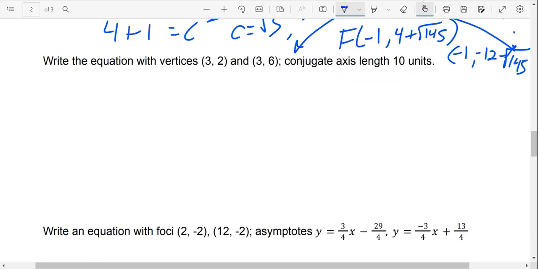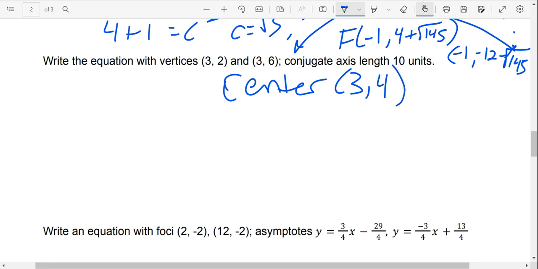This one right here, we have vertices and then a conjugate axis length, and that's where we get to talk about the conjugate and transverse axis, which I'll mention in a second. So halfway between the vertices is going to be your center. Center, 3 comma 4.